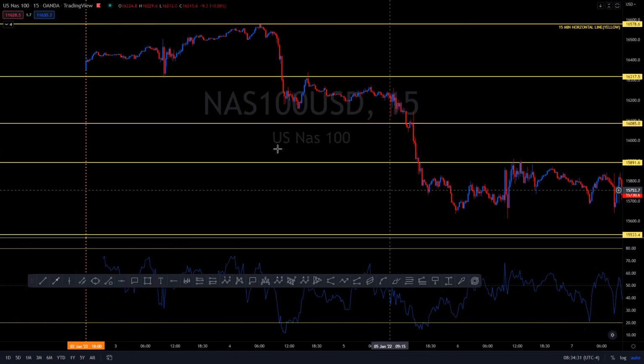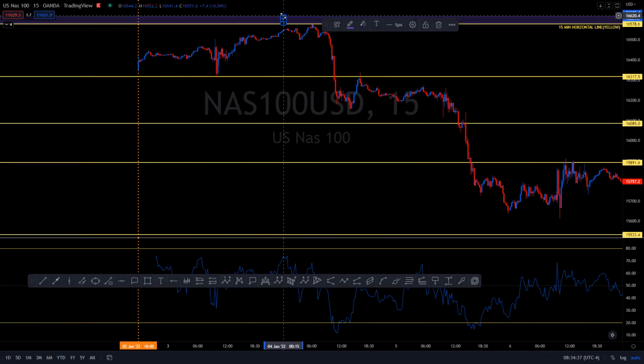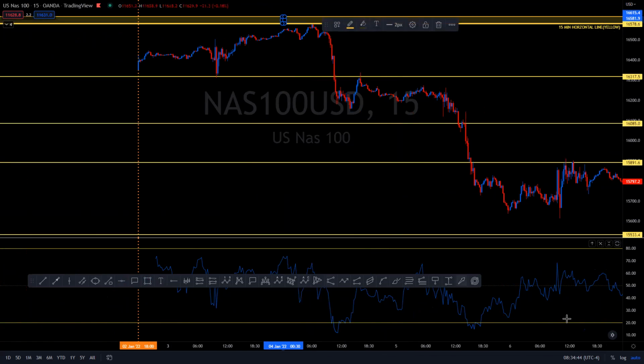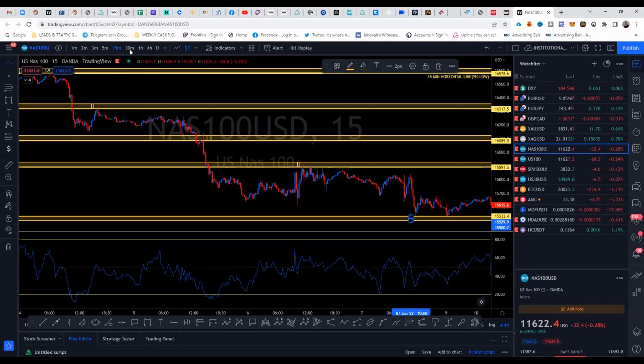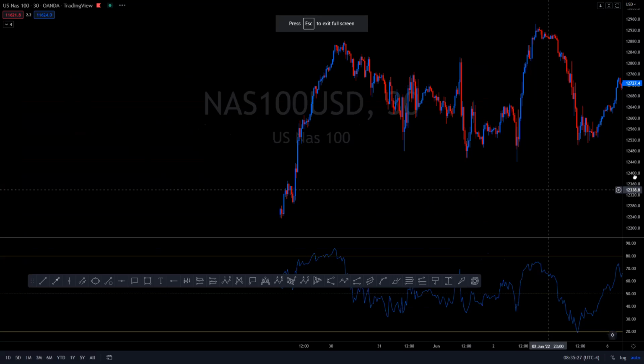So I want to mark this up. So we're going to mark up my zones. We pause this recording, then we'll move on to the 30-minute time frame. All right, so now the 15-minute time frame is marked up. So now we're going to do a 30-minute time frame.